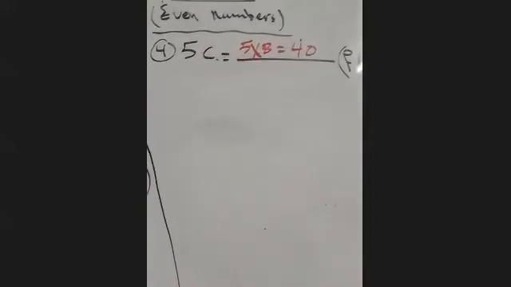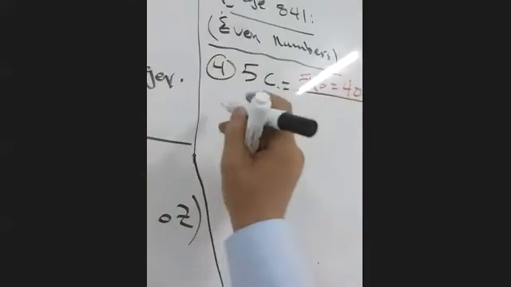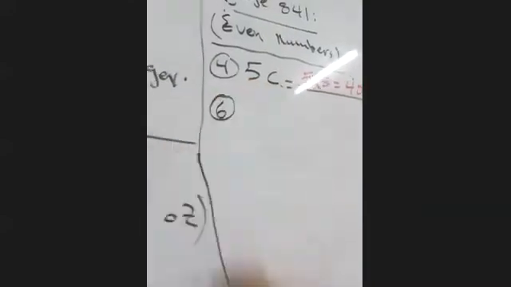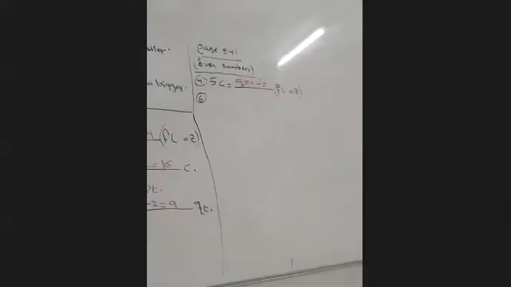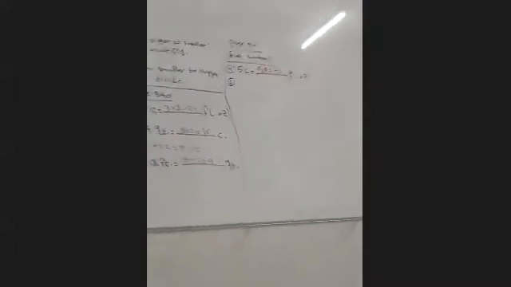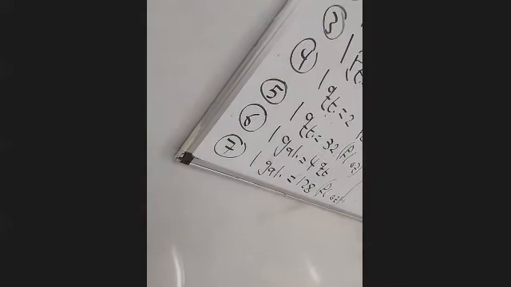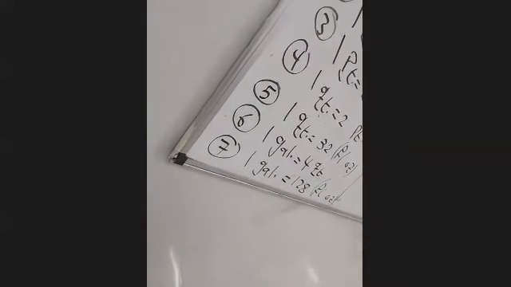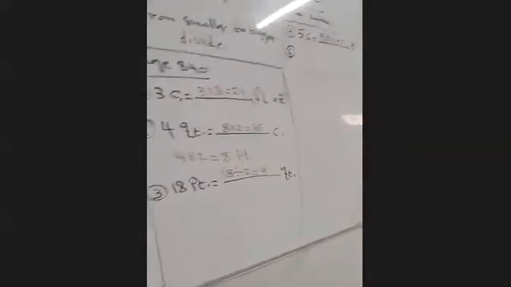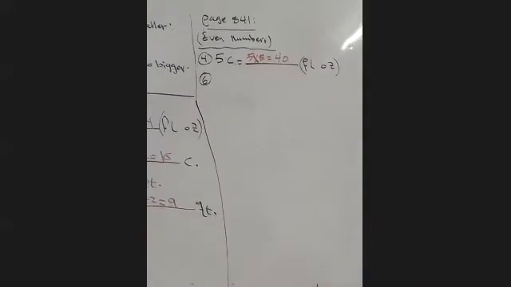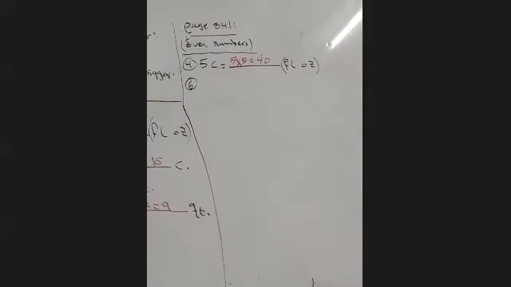This is question 4. Let's do question 6. We will do the even numbers, and you will do the odd numbers at home. Question 6. Mr., we cannot make it, or we should make it? The exercise is necessary. What's the problem? Do practice.